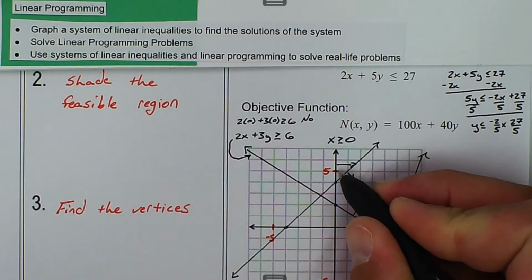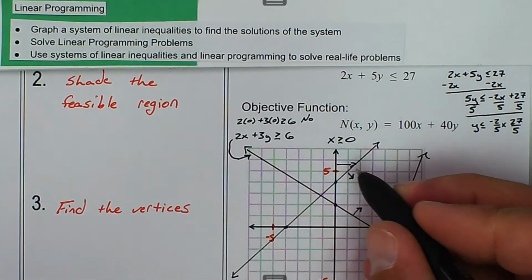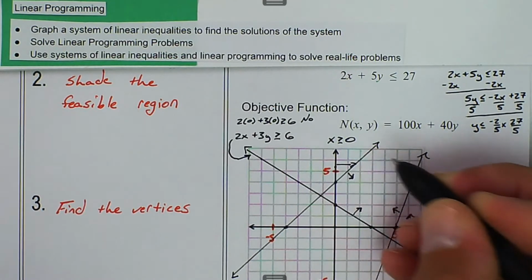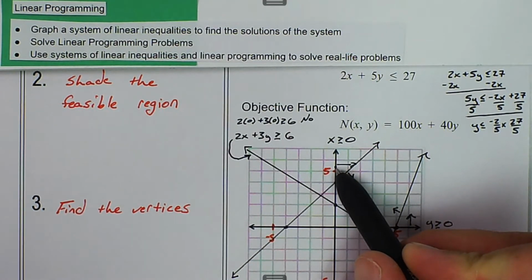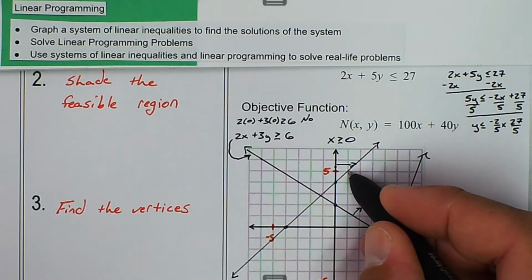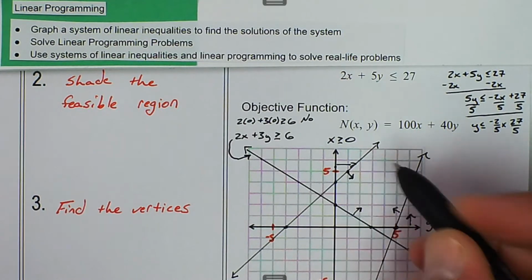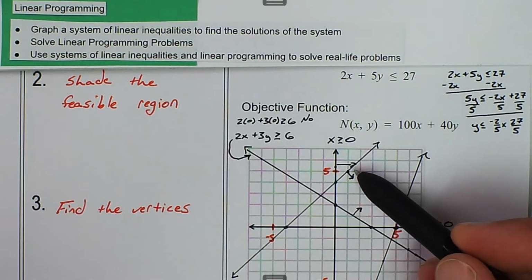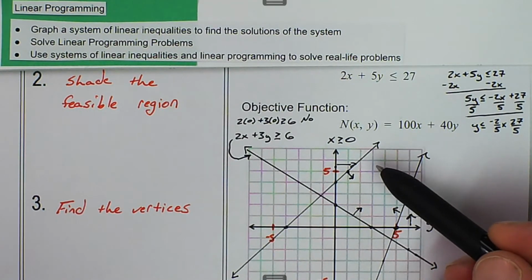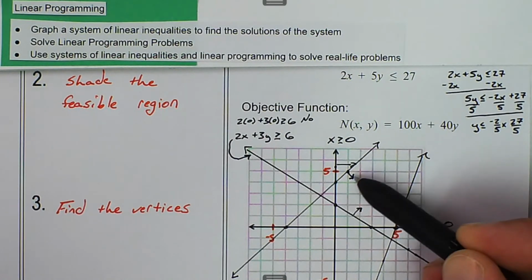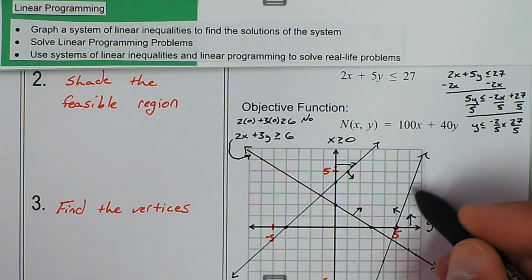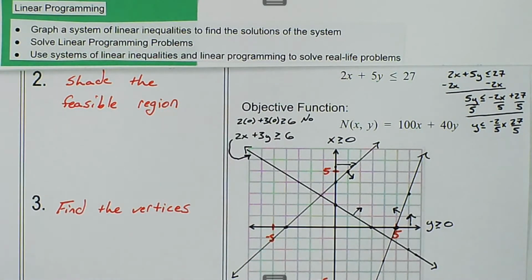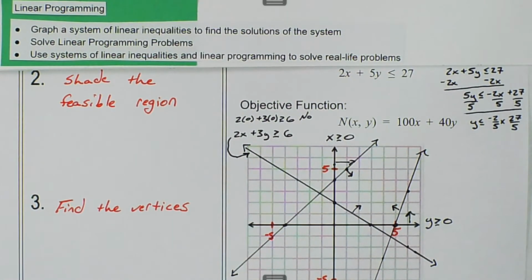So 5 2/5, a little bit up there. And we go down 2/5, so we end up right there. And then we go down 2 over 5 again, and we end up right there. And then we have the line that goes between them.